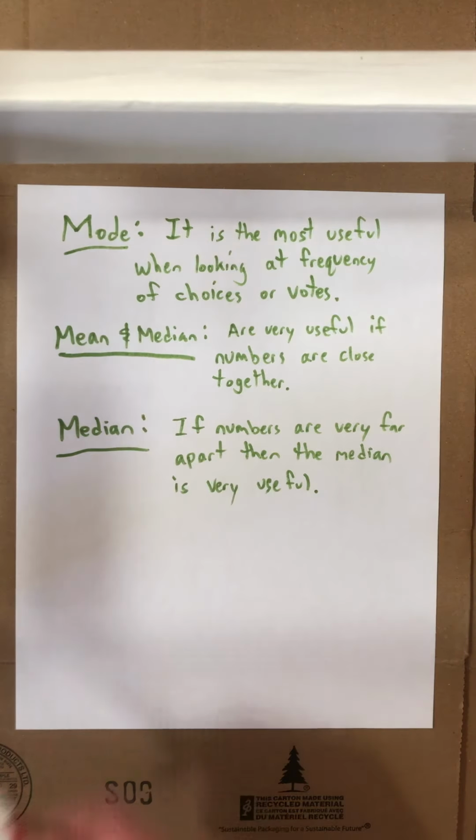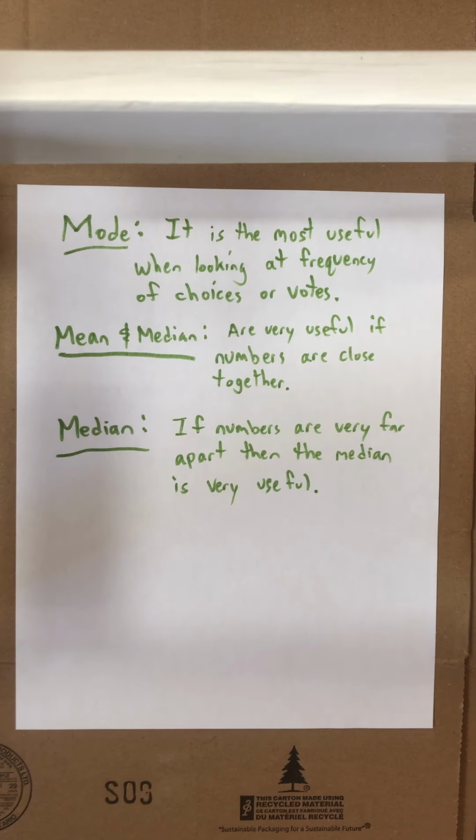So mode, which is the most common number, is most useful when you're looking at frequency of choices or votes. For example, if you're going to vote for an ice cream flavor for a class party and everyone has to have the same one, you're going to take the mode, the one that gets voted on the most often. It wouldn't make sense to try and average out some kind of flavor based on the votes. You would just go with what is the most often. So when there's votes and choices, usually mode is the one that people go with.